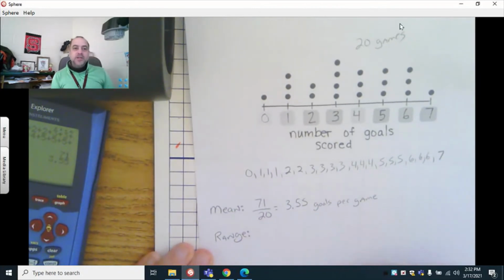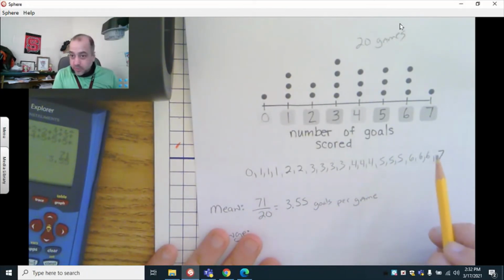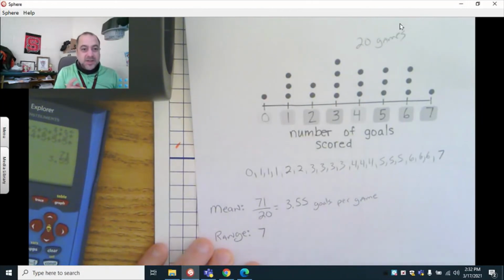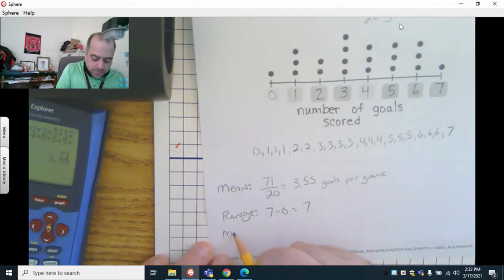Now remember, range is biggest minus the smallest. So this is going to be easy because we wrote them in order. The biggest number we saw was 7. That's the most they scored in one game. The least they scored in one game was 0. So the range was 7. Pretty simple, right? Let's do mode now.